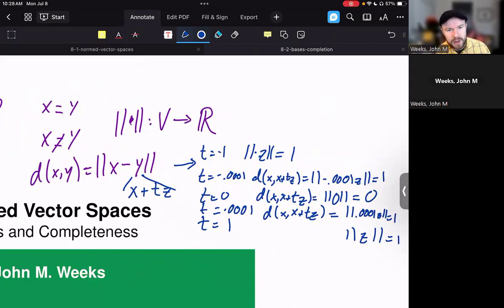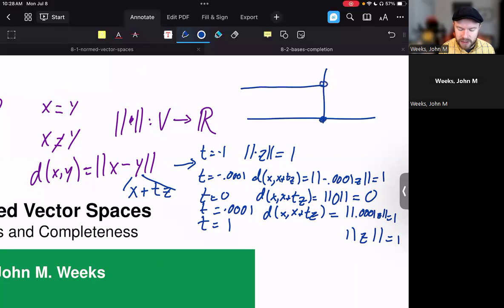This seems to break our notion of continuity. The function here of what happens when you plug in norms of things seems to be 1 whenever you have points that are not equal to each other. Then it jumps down to 0, and then it comes back up to being 1.